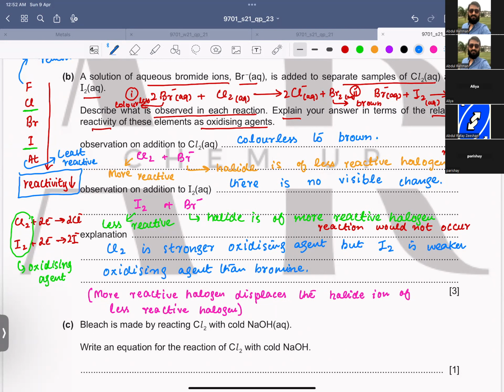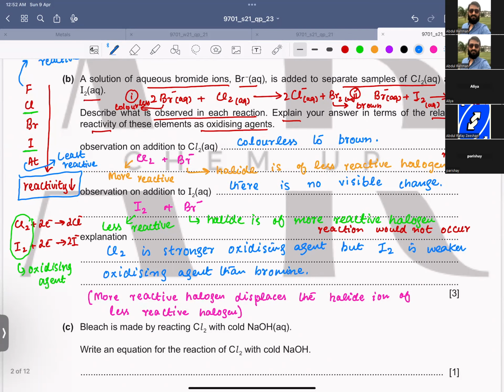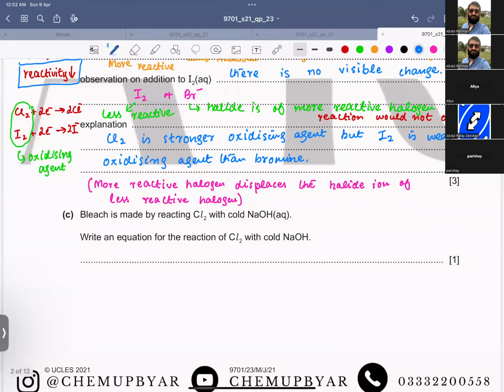Yes, if anyone has any confusion, kindly ask. And remember, the writings which are in blue are the answers that you have to write during the paper. Now, next, bleach is made by chlorine with cold NaOH. Write an equation for chlorine with cold NaOH.